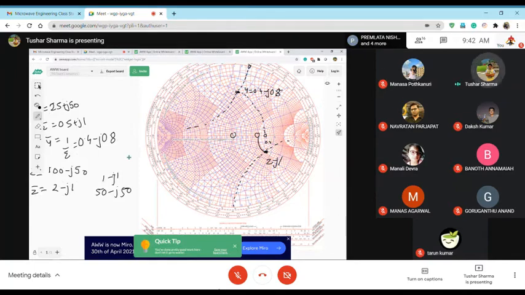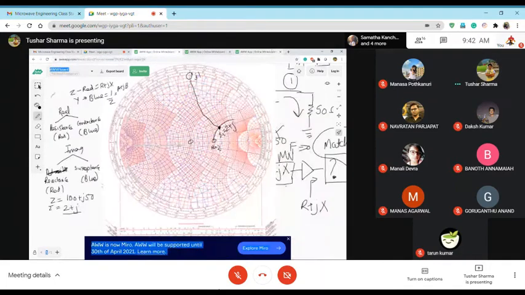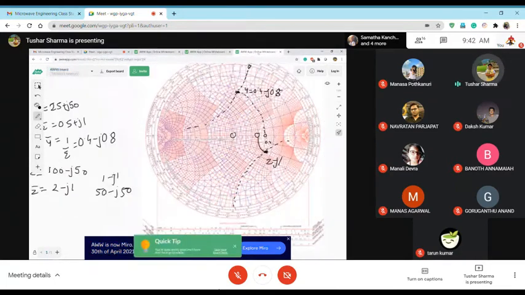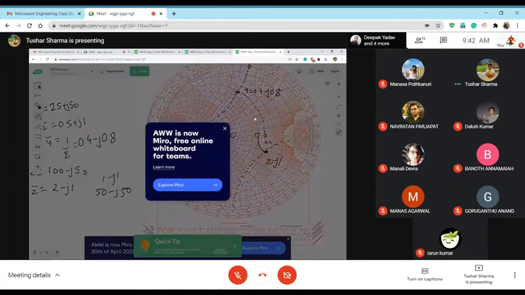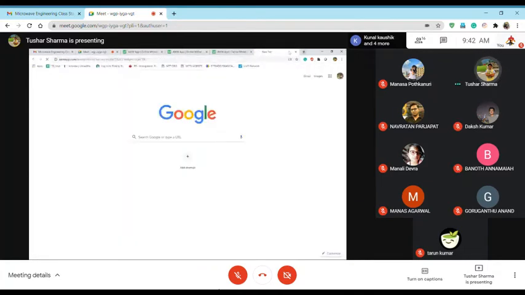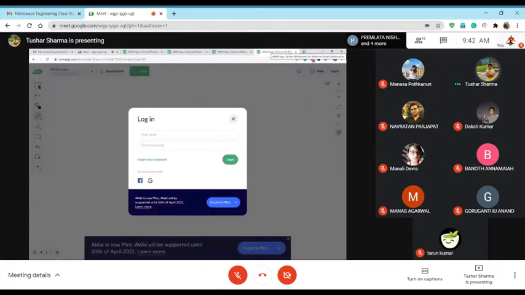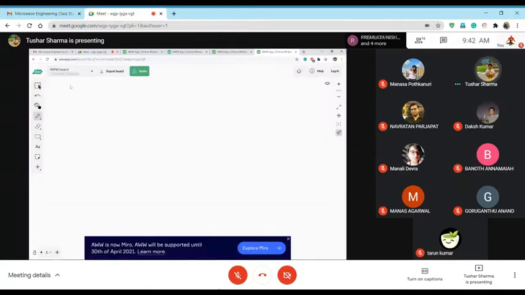So now we will move to matching elements. What happens is that you can take any given component, or a combination of elements. So what are matching networks?